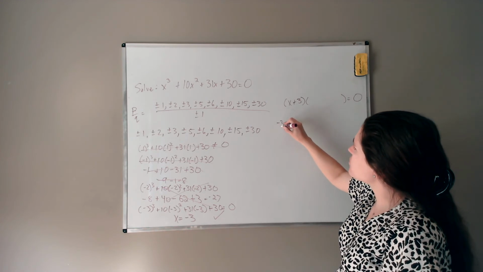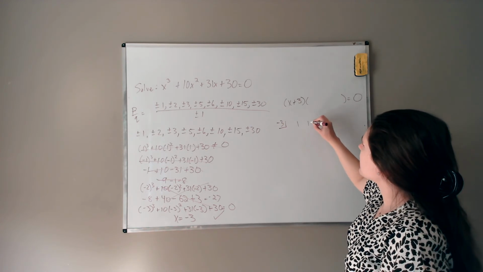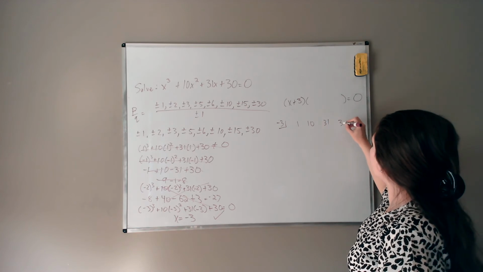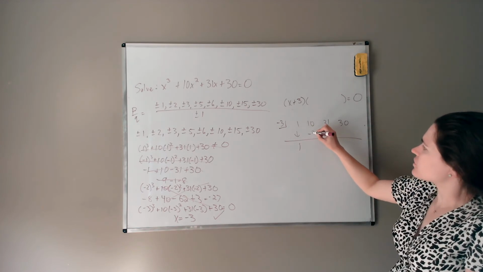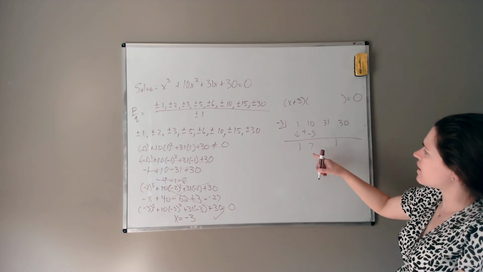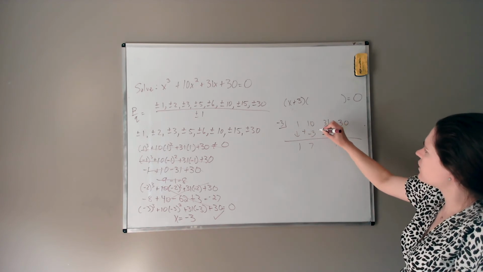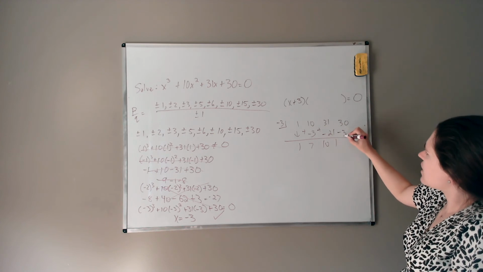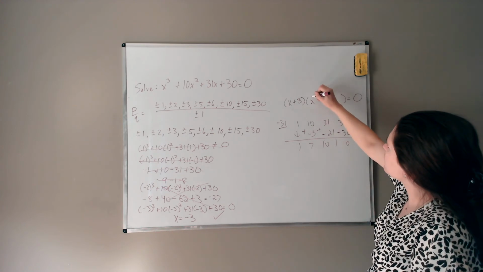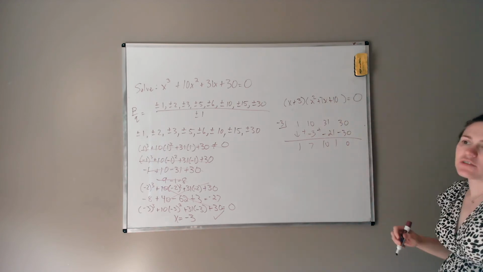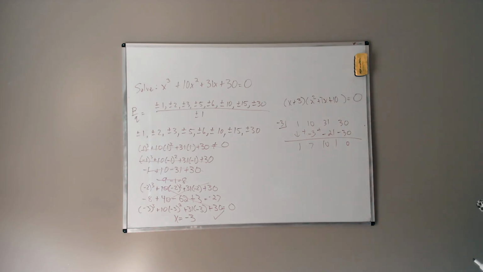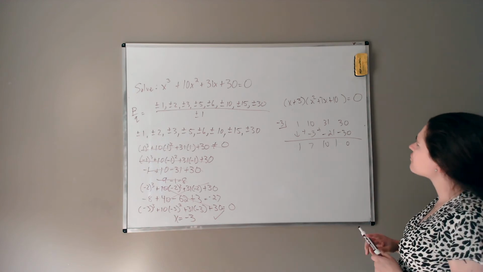we can now using synthetic division. 1, 10, 31, 30. We don't need any placeholders here. Bring down the 1. That puts us at 10 plus negative 3, which is 7. That puts us at negative 21. That gives us 10, negative 30, 0. So this is x squared plus 7x plus 10. Can you factor that? No. So we know this isn't going to have any integer solutions left.